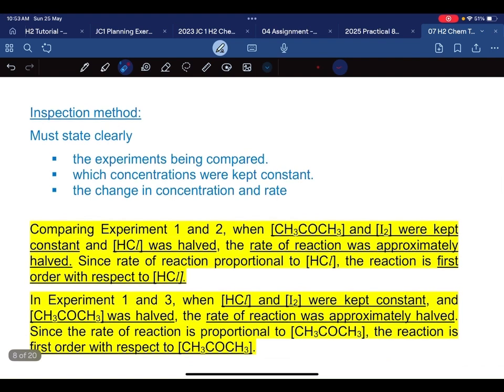For the order of reaction with respect to the propanone, we are comparing experiment 1 and 3, where the HCl and iodine concentrations were kept constant. Propanone was halved, and the rate was approximately half. So again, our rate of reaction is directly proportional to the concentration of the propanone. Therefore, it is first order with respect to propanone.